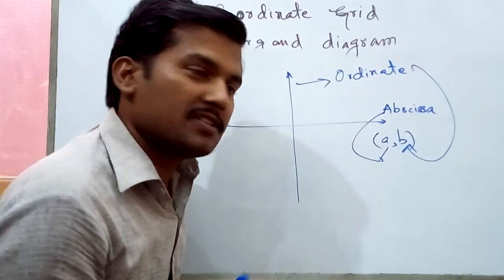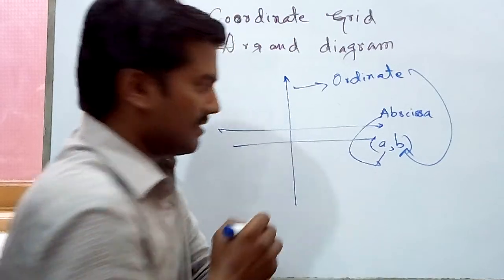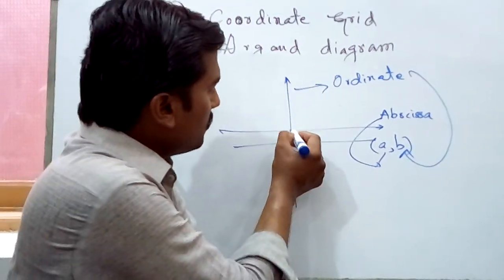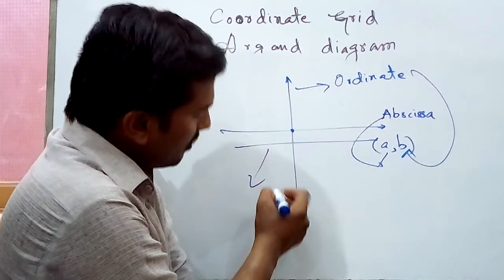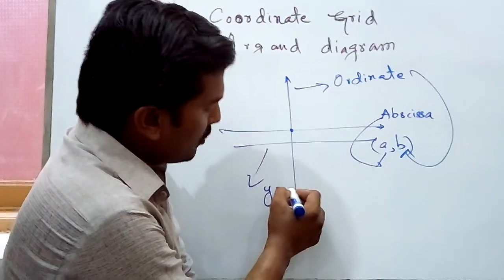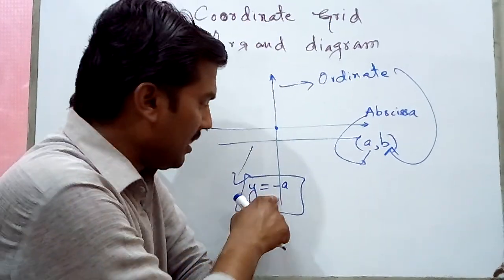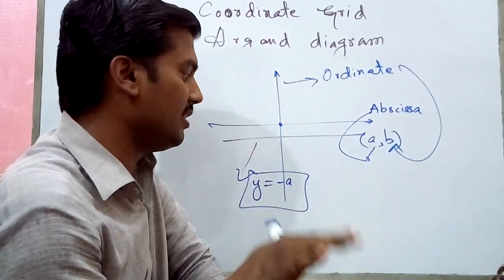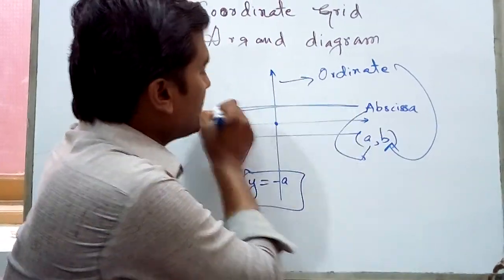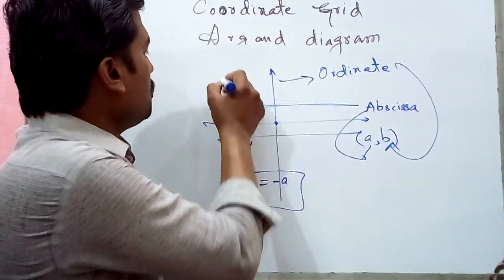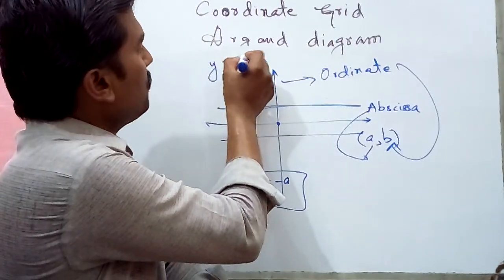Now we are going to discuss the parallel lines to x-axis. If the line is below the x-axis, then its equation will be y is equal to minus a. In place of a can be any negative number. And if we draw the line above this x-axis, then the equation of that one will be y is equal to plus a.